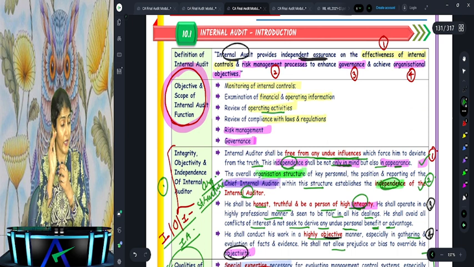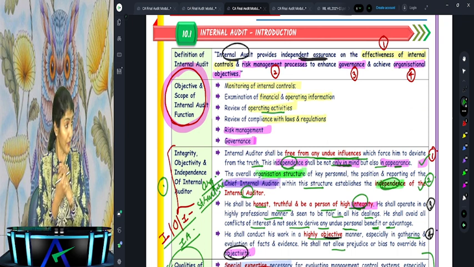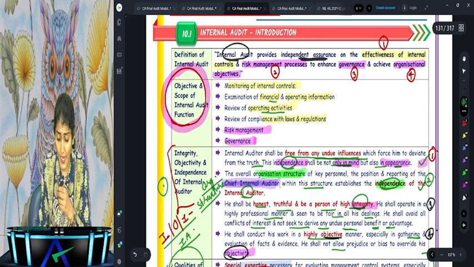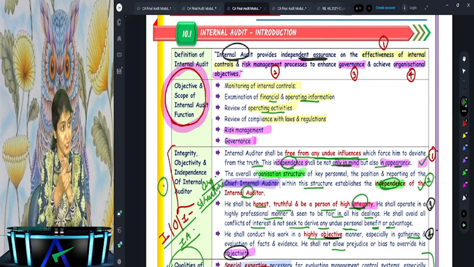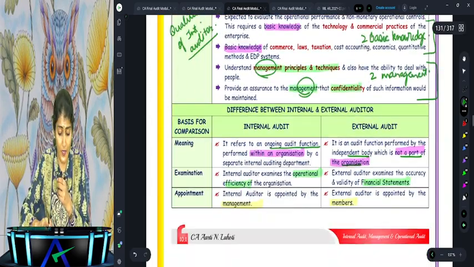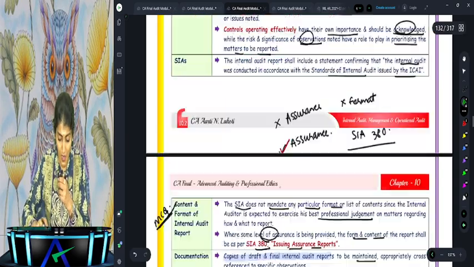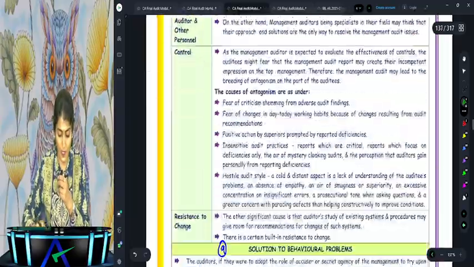And all operating activities, financial, non-financial, administrative, all covered. Review of financial and operating information. They are not saying only examination of financial information. So are all operational activities also covered in today's internal audit?